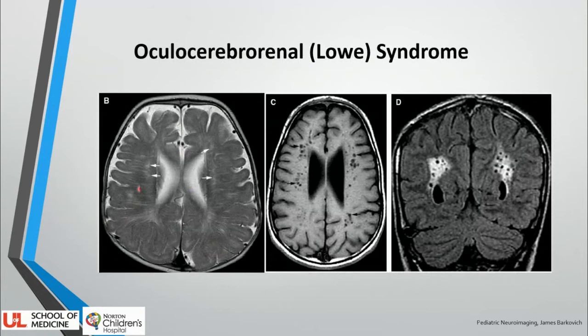T2 image on the left shows dilated perivascular spaces and some bright signal in the white matter. Image in the center and on the right demonstrates multiple small cysts in the white matter.